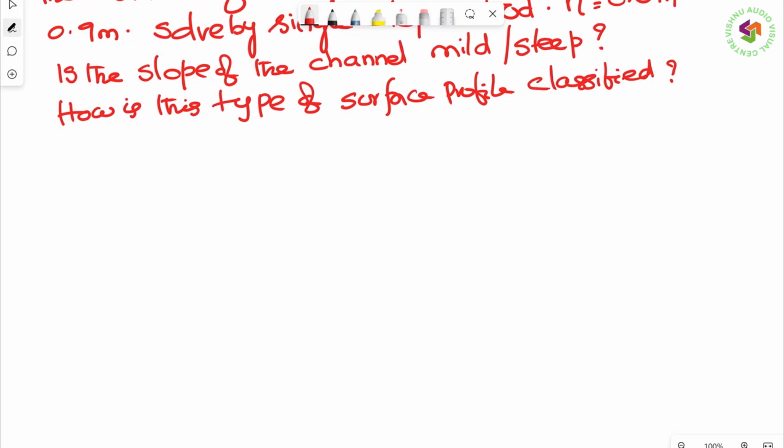That is first. In that connection, what he has given, rugosity coefficient means Manning's coefficient, is 0.014. What I have written, actually, it is 0.014, not 74. Then first thing is solve by single step method. Single step method means you don't need to take number of steps. Only assume one step. Find out first section complete details. Find out second section complete details. Then find out what is the length. That is the question. Then, is the slope of the channel mild or steep? How is this type of surface profile classified?